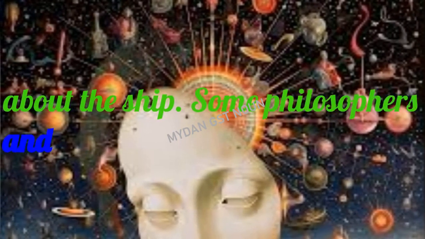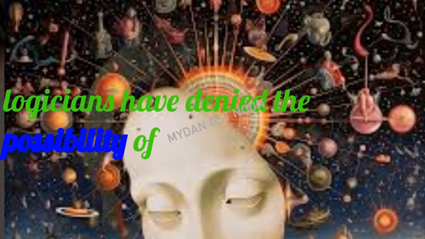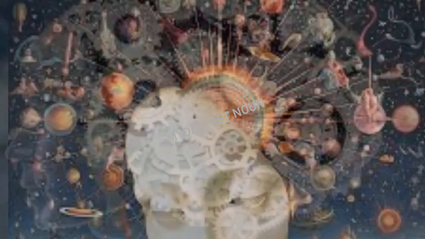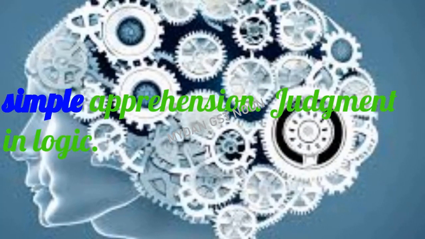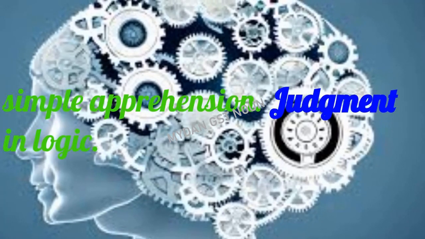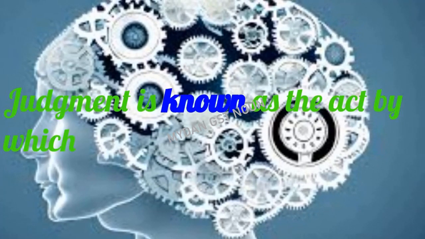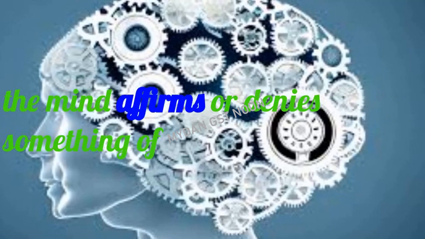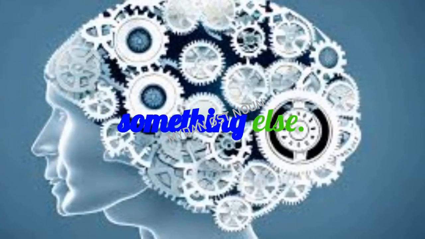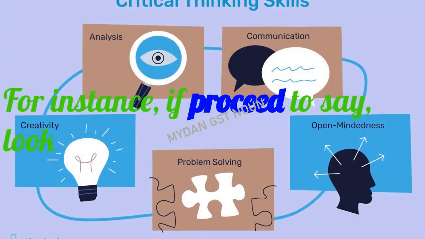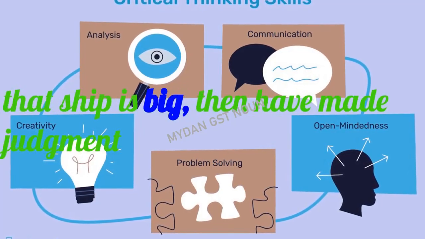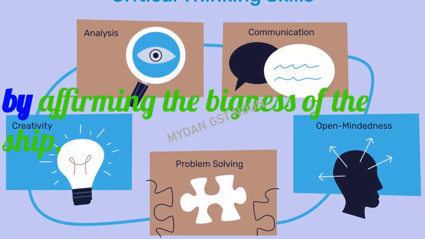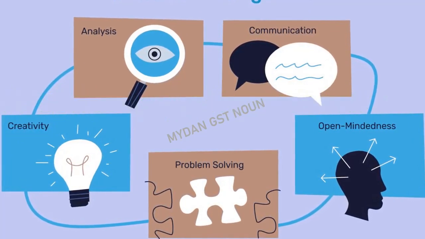Some philosophers and logicians have denied the possibility of a simple apprehension. According to them, there is nothing like simple apprehension. Judgment in logic. Judgment is known as the act by which the mind affirms or denies something of something else. For instance, if I proceed to say, "Look, that ship is big," then I have made a judgment by affirming the bigness of the ship.